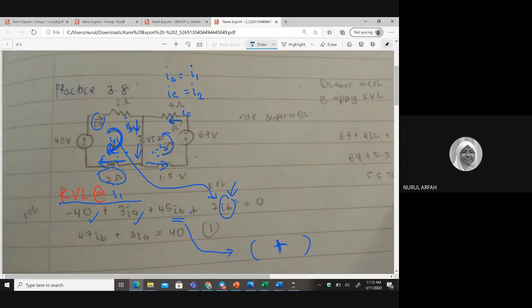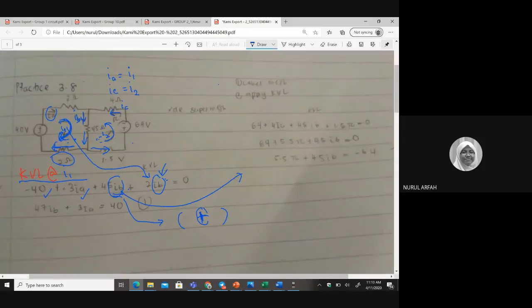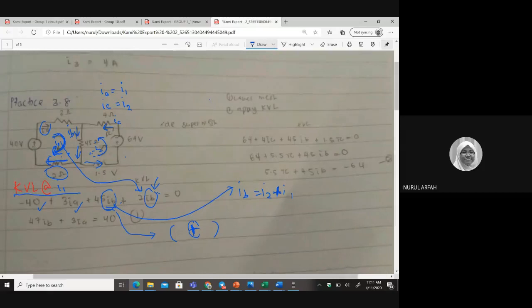So this one, for different direction, yes, you need to put plus. Tapi for the same direction, you need to put minus. So you need to give somewhere else in your text here, what is IB equal to? So if you look at your current direction here, IB is equal to I2 plus I1. Okay, depends on your current direction there. So you have this. And then KVL, again, KVL at where? At maybe I2. So you do the math.